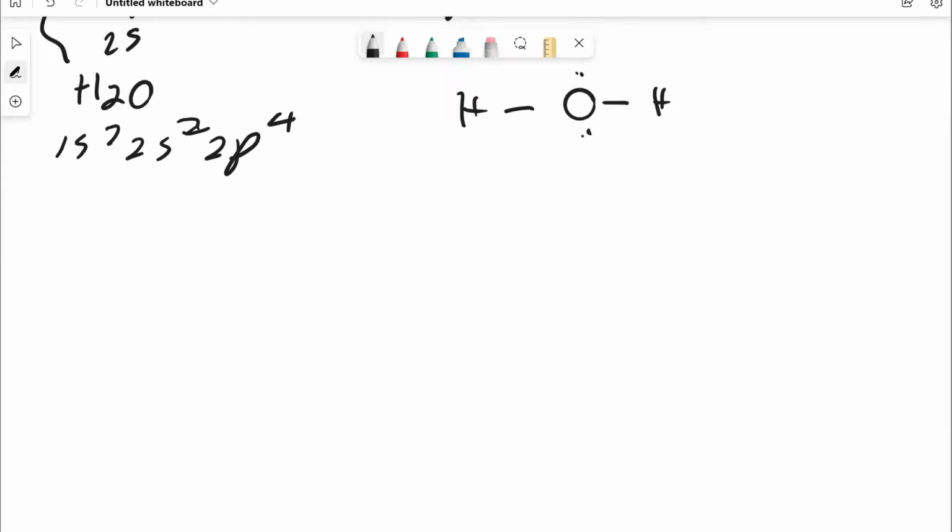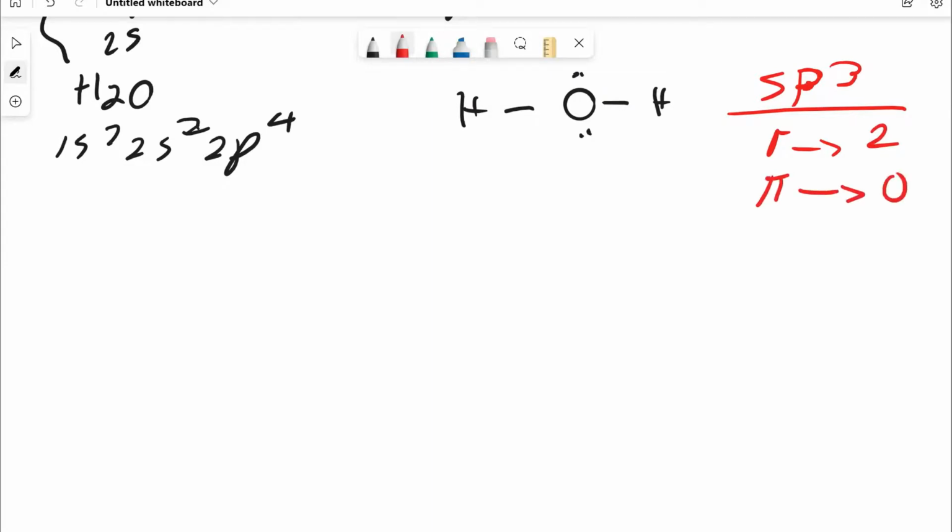So how many electron groups? 4. Four electron groups. So that makes the hybridization sp3. How many sigma bonds? 2. Yes, 2. How many pi bonds? 0. How many lone pairs? 2. Very good. So here we go.